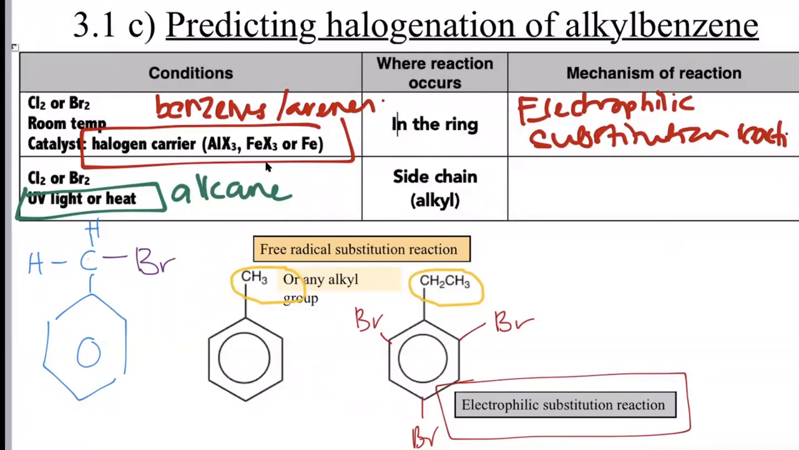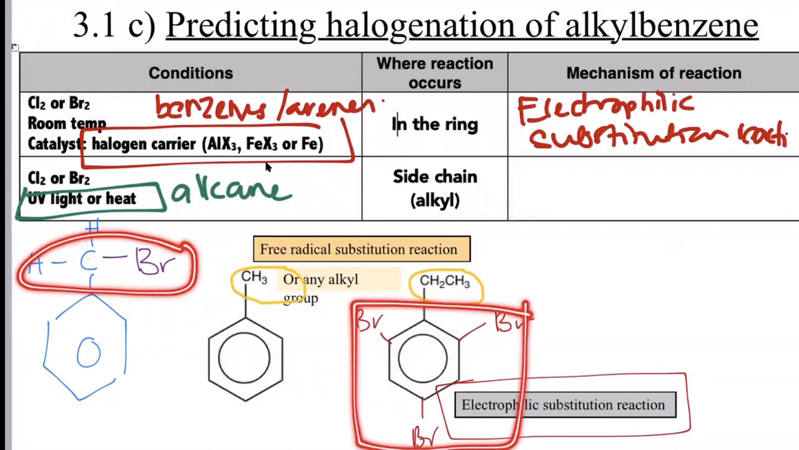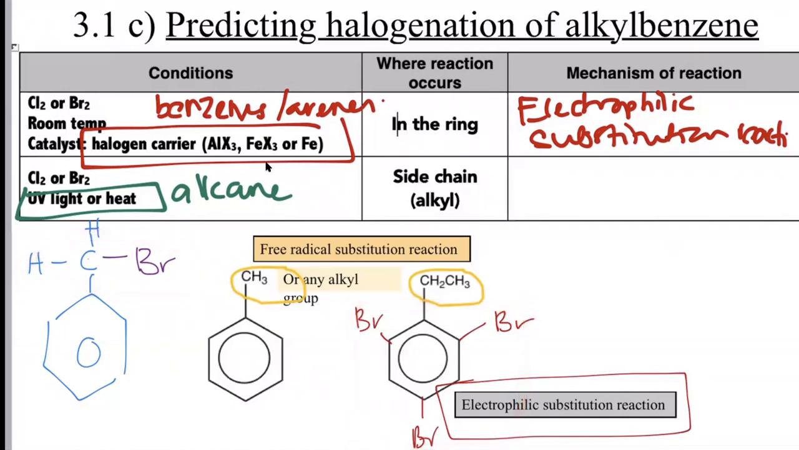So this is showing you the reaction on the side chain. This is showing you the reaction in the ring, or on the ring directly. The mechanism on the side chain is called free radical substitution.